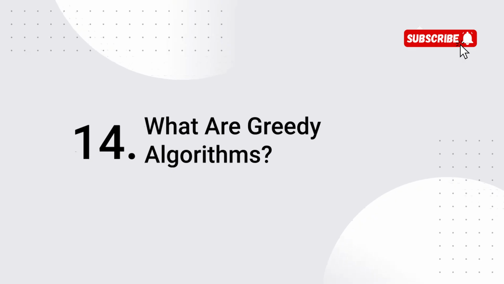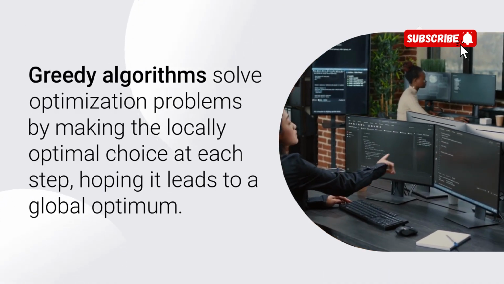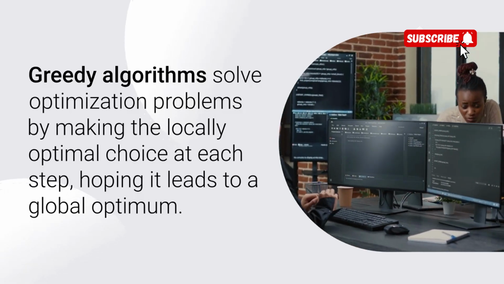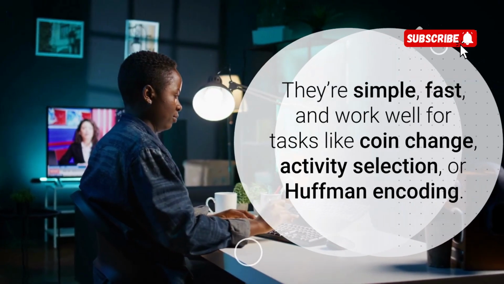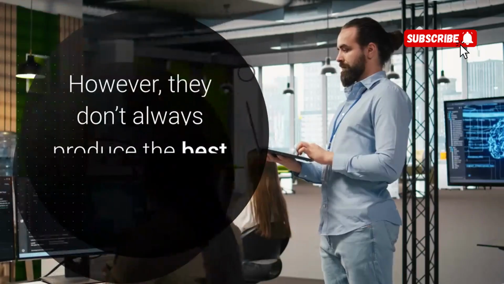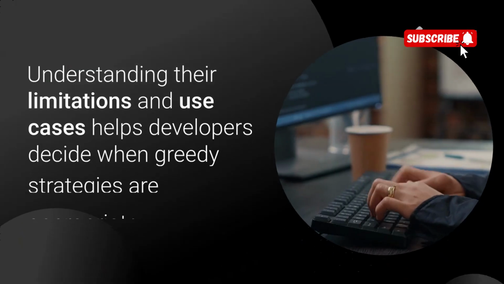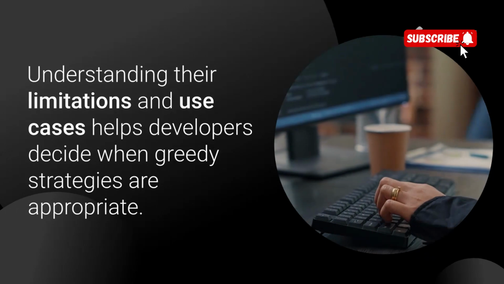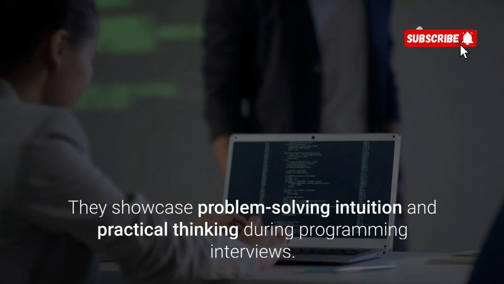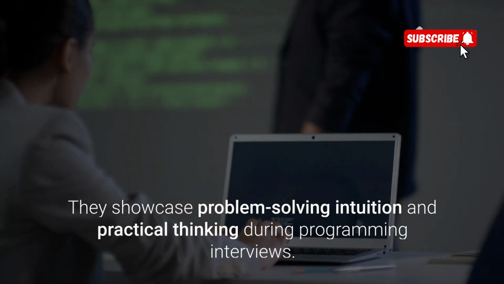14. What are greedy algorithms? Greedy algorithms solve optimization problems by making the locally optimal choice at each step, hoping it leads to a global optimum. They're simple, fast, and work well for tasks like coin change, activity selection, or Huffman encoding. However, they don't always produce the best solution for all problems. Understanding their limitations and use cases helps developers decide when greedy strategies are appropriate. They showcase problem-solving intuition and practical thinking during programming interviews.